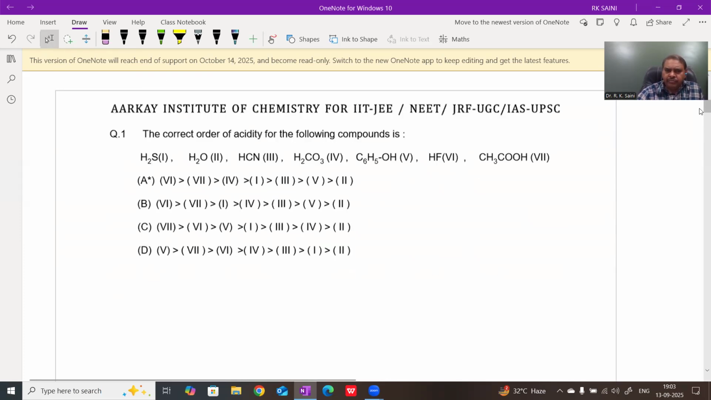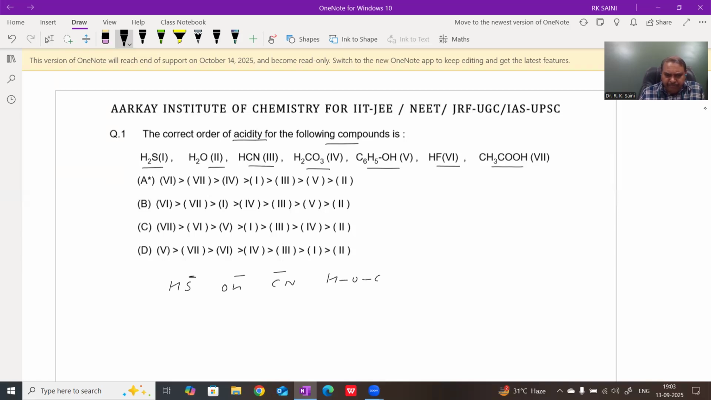Question number one. Correct order of the acidity of the following compounds: H2S, H2O, HCN, carbonic acid, phenol, HF, and acetic acid. First, we check the stability of the conjugate bases: bisulfide ion, OH ion, cyanide ion, bicarbonate ion, phenoxide ion, fluoride ion, and acetate ion.